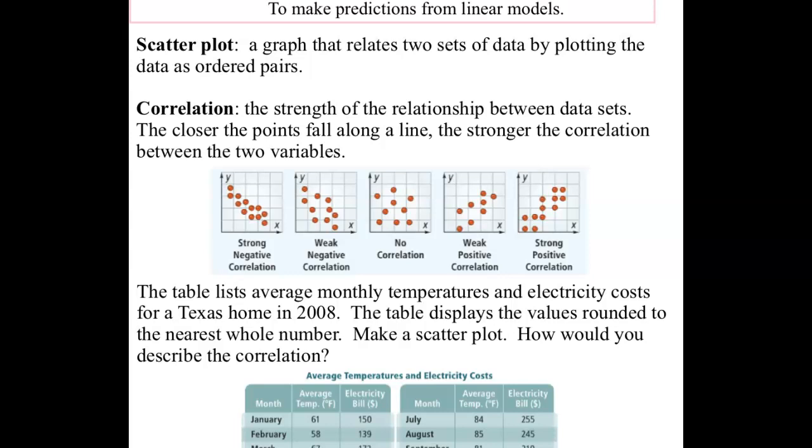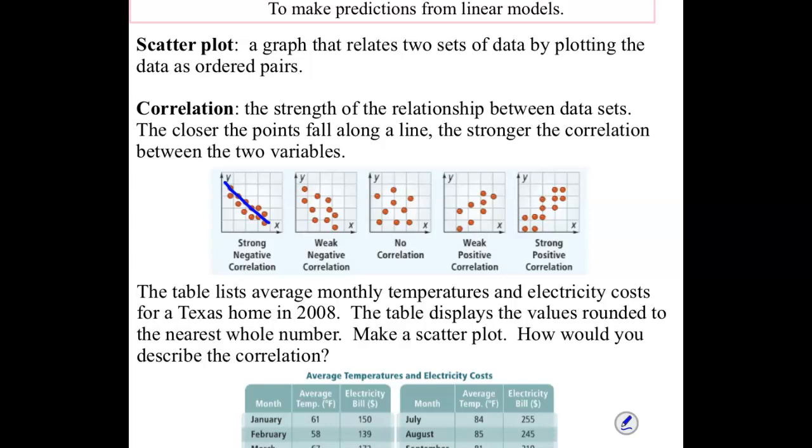So we've got 5 different pictures here of scatter plots. The term correlation refers to the strength of the relationship between the data sets. The closer the points fall along a line, the stronger the correlation between the two variables. So our first picture we would refer to as a strong negative correlation because the points are very close to being in a straight line, and that line would have a negative slope.